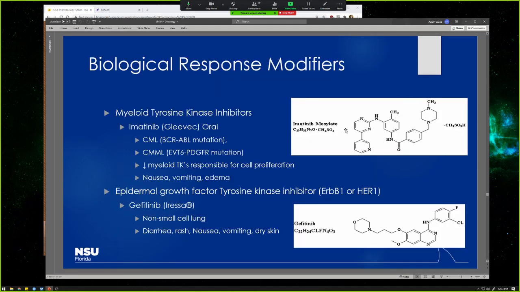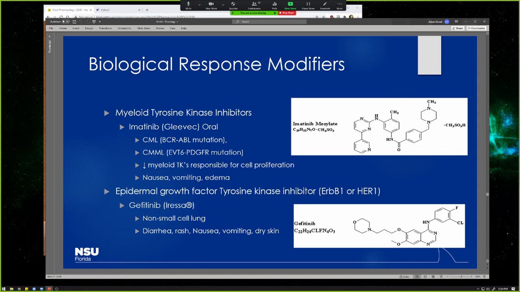We have two here, imatinib and then gefitinib. Typically, if it ends with "nib," it's probably going to be a tyrosine kinase receptor antagonist. You can see that these are very specific, right? They're very specific for certain types of cancer. In the instance of imatinib, or Gleevec, this is specific for CML cancers or CMML that have specific mutations. If you have this BCR-ABL mutation, then this drug would work for you. If you didn't have that mutation, then the drug's not going to work because you don't express those receptors that would interact with the drug itself, right?